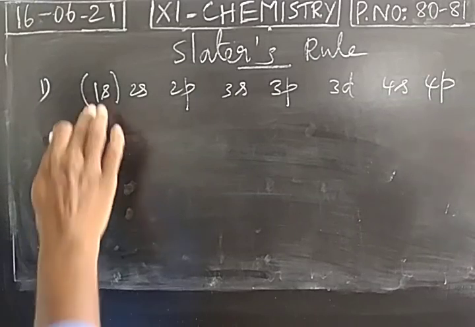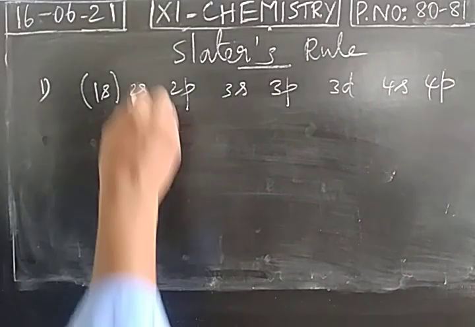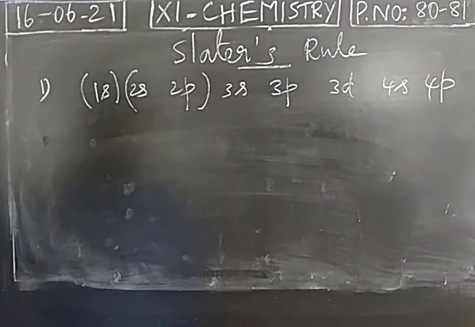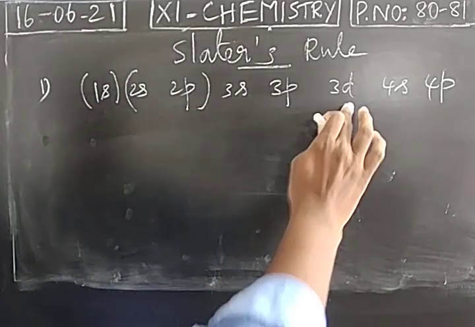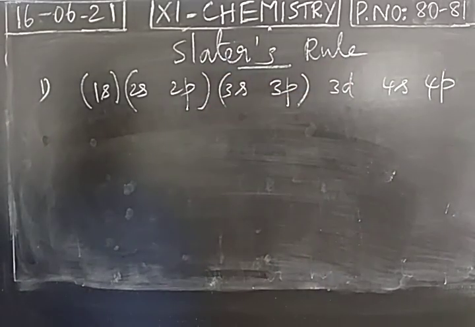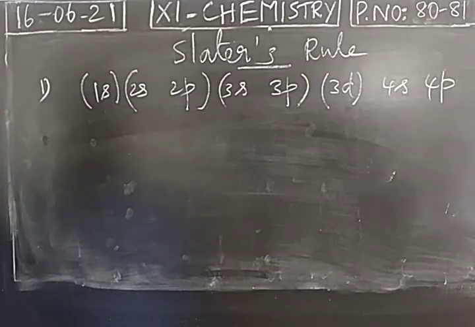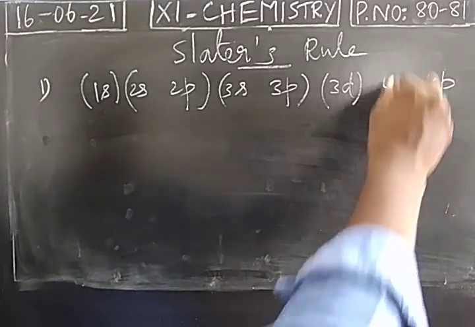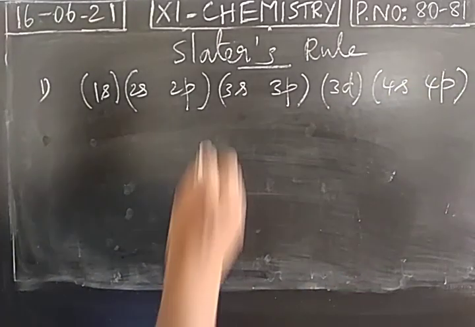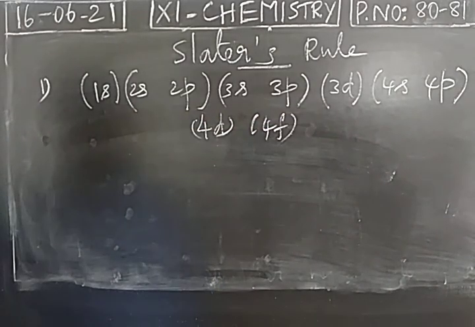First shell has only s orbital, second shell has s and p orbitals, made as a group. Third shell has s, p, d orbitals. Always we have to group s and p orbitals. D orbital should be placed as a separate group. Fourth shell has s, p, d, f orbitals: 4s 4p a group, 4d a separate group, 4f a separate group.